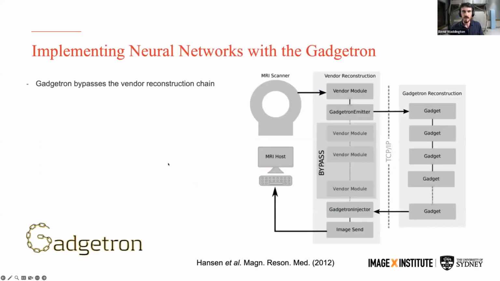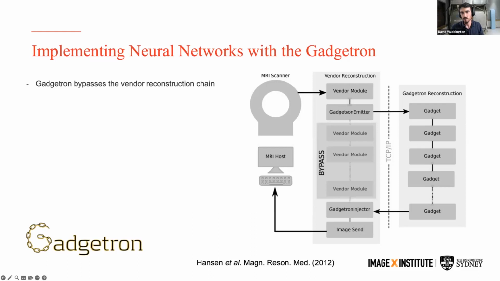And so this is where the Gadgetron tool has come in. We have the Siemens platform, and we said, okay, how can we do this? How can we implement our neural networks onto this system? The Gadgetron is a really nice platform, originally largely put together by a group at the NIH. And what it does is it bypasses the vendor reconstruction chain.